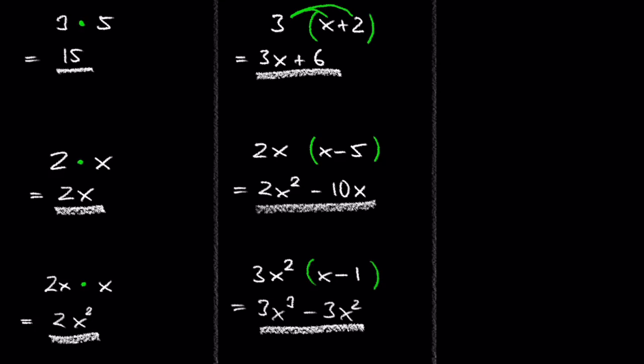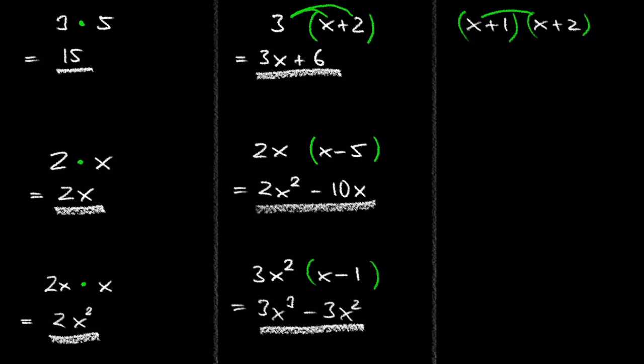Let's go one step further and multiply the binomials x plus 1 and x plus 2. Now we have to put a second parenthesis because we multiply the whole expression x plus 1 by the whole expression x plus 2. Make sure that you multiply each term of one polynomial by each term of the other polynomial using the FOIL method.